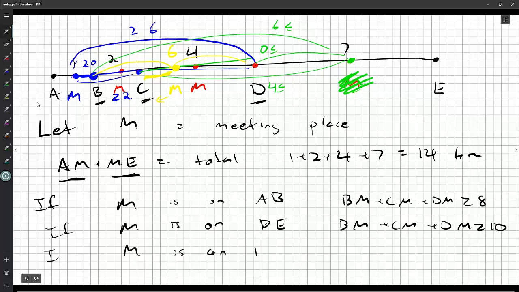If M is on BD, BM plus DM equals 6. So minimize CM by letting our meeting point M equal C.